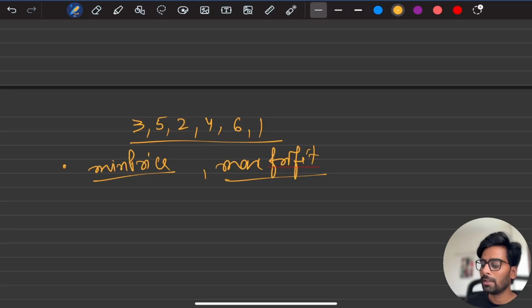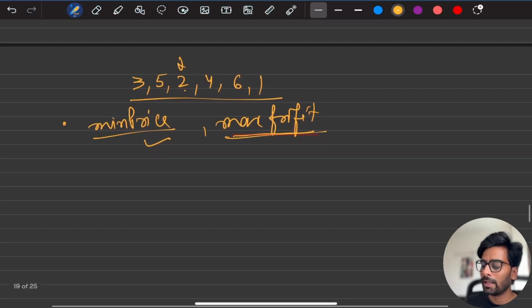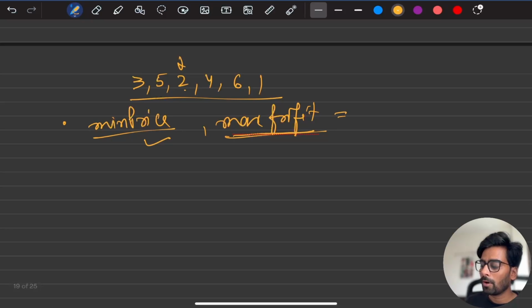So this process will just take O of n time because we will be taking all the numbers only once. We will be just looping through the numbers. Whenever we get a new minimum, we'll be updating our minimum price, and we'll keep on updating our maximum profit. So for an example, if we just try to run it here, initially maximum profit is 0 and minimum price is, suppose, 3.